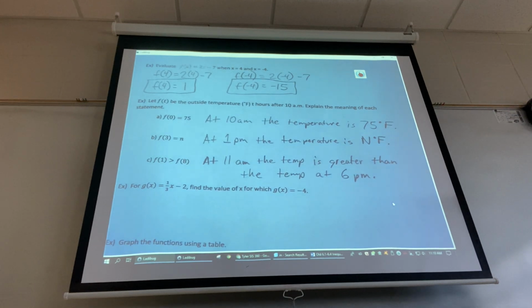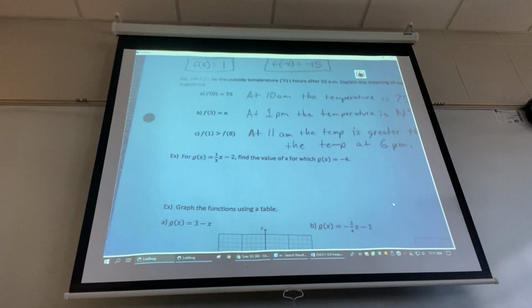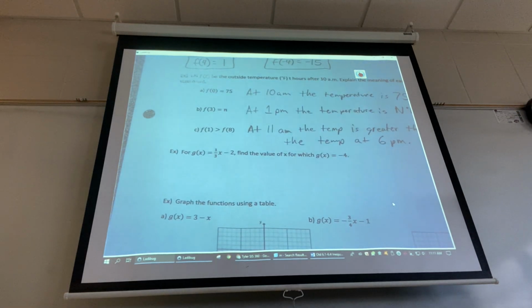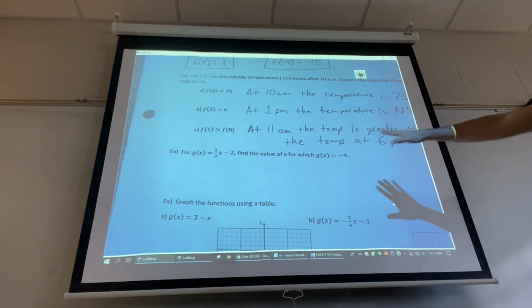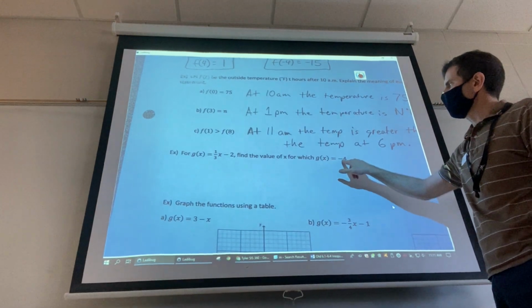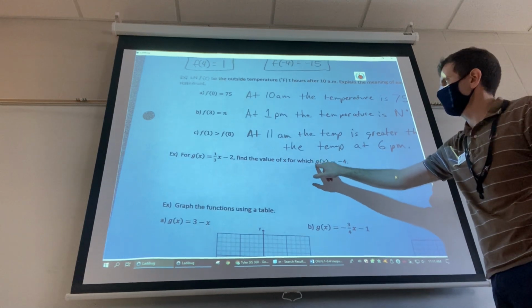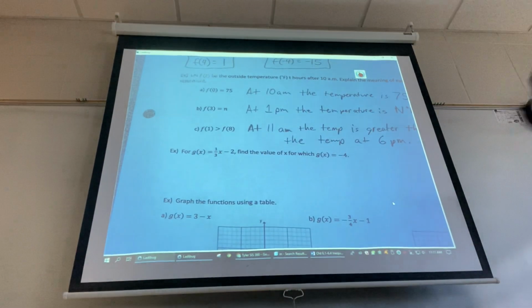Okay, so for the next example, it says g of x is equal to 1/3 x minus 2, and this is kind of different. It says find the value of x for which g of x is equal to -4. Now, a lot of people read this and they feel like it's confusing, but I would like to take that confusion away. G of x just is -4. It's saying g of x is equal to -4. So what can you replace all of this with? -4.